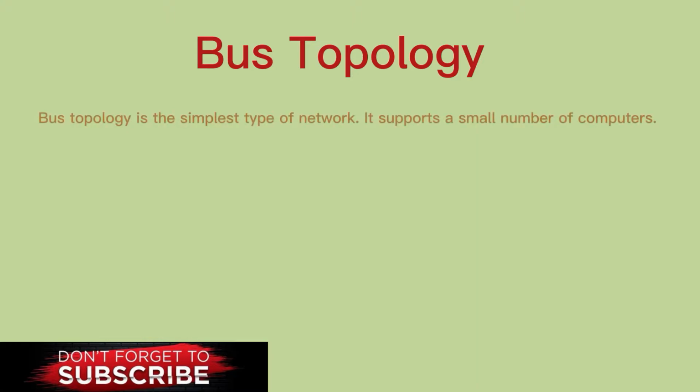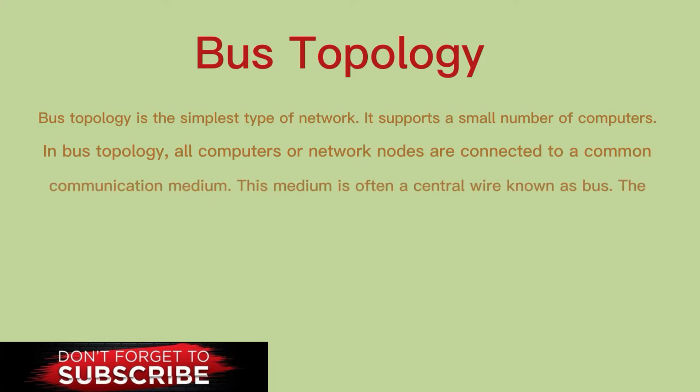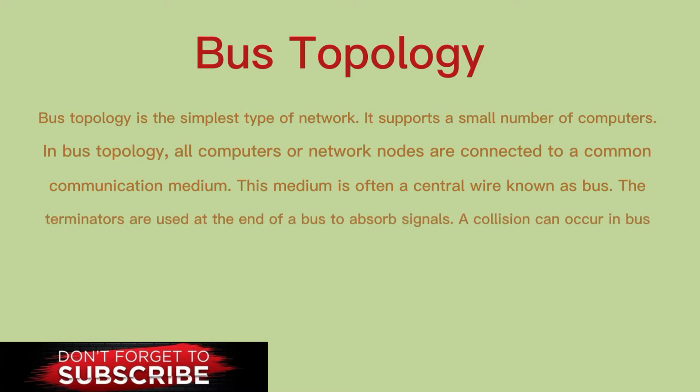Bus topology. Bus topology is the simplest type of network. It supports a small number of computers. In bus topology, all computers or network nodes are connected to a common communication medium. This medium is often a central wire known as the bus. The terminators are used at the end of a bus to absorb signals.